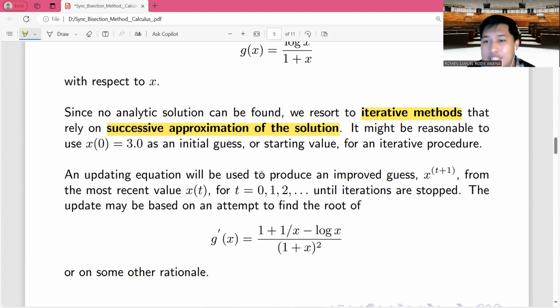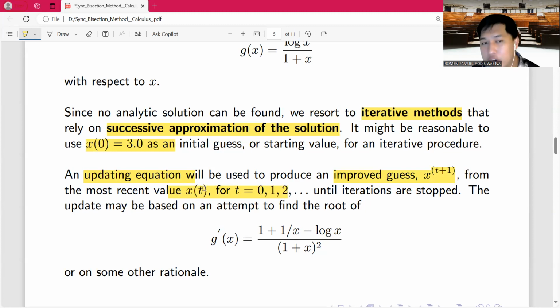So in this case, the updating equation is based on the first order derivative of the g of x. That is, g prime of x is equal to 1 plus 1 over x minus log of x divided by the quantity 1 plus x quantity squared. An updating equation will be used to produce an improved guess based on the most recent value of x of t for t is equal to 0, 1, 2, or until the iteration stops or the convergence has been reached.